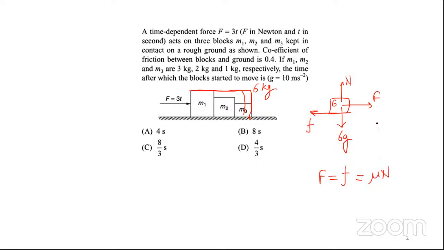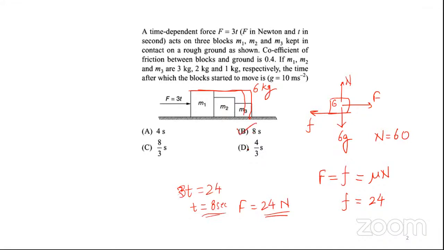And what is in the vertical direction? There is no movement. So N will be equal to 6g, that is 60. So my friction is, what is mu? Mu is 0.4. So that becomes 24. So F is 24. That means 24 newtons is required to move this. So F is 3T. So 3T needs to be equal to 24. At what time will it be? It will be 8 seconds. So B is the answer.